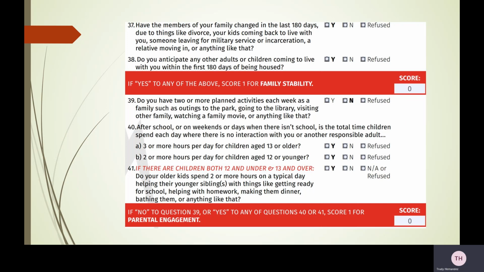And then question 41 is if they both have children 12 and under and 13 and over. And that's asking, do your older kids spend 2 or more hours on a typical day helping their younger siblings with things like getting ready for school, helping with homework, making them dinner, bathing them, or anything like that? So if they say no to question 39 or yes to any of the questions 40 or 41, they would score a 1 for parental engagement.